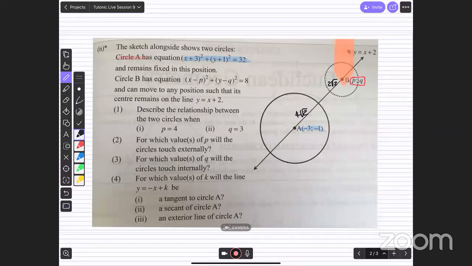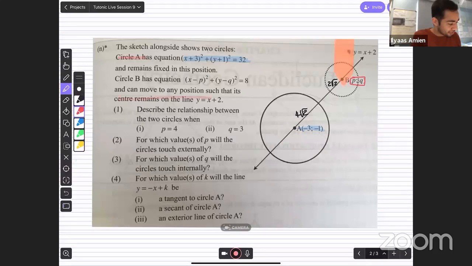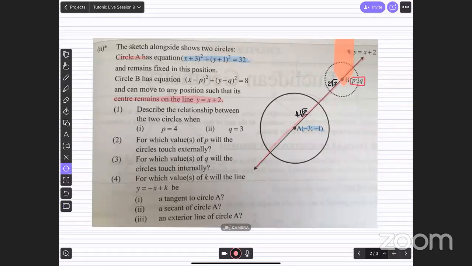What else do they say? The centers are both on the same line, so when they move, they'll be moving on that same line. They're saying that the center is on the line y = x + 2, which is what they've drawn here. Now, what can you deduce from that statement, Iman? Any position on the line will be equal to q plus 2.